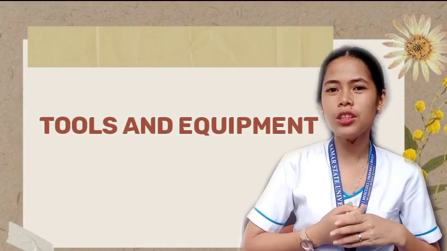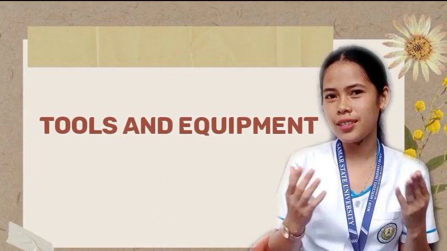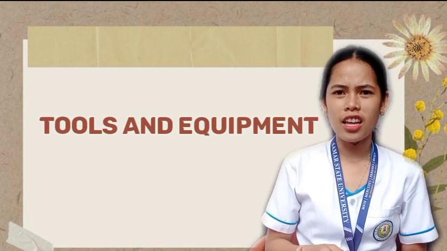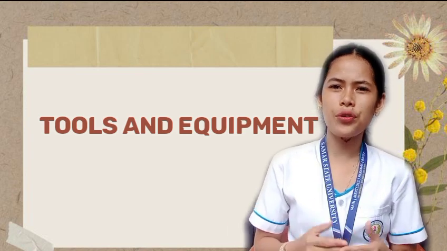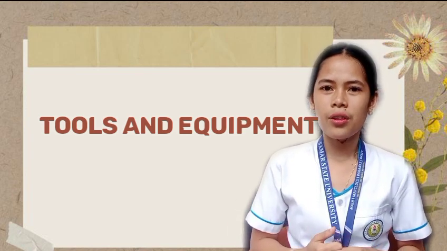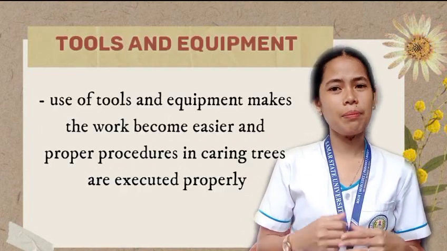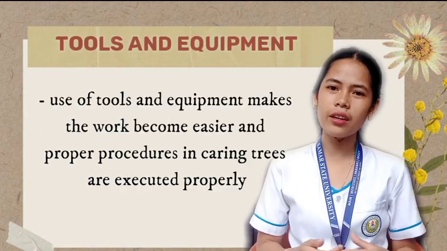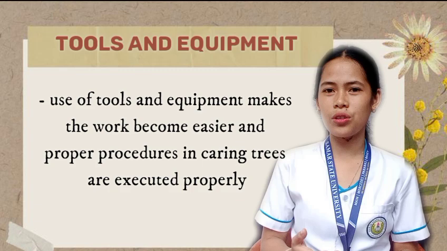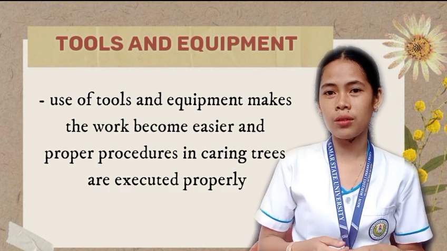So to learn more about propagating trees and fruit-bearing trees, we need to know the following tools and equipment in plant propagation. But before that, let's proceed first to what tools and equipment are. Tools and equipment are important in the process of propagating plants, especially those fruit trees being grown in the orchard. The use of tools and equipment makes the work easier, and proper procedures in caring for trees are executed properly.